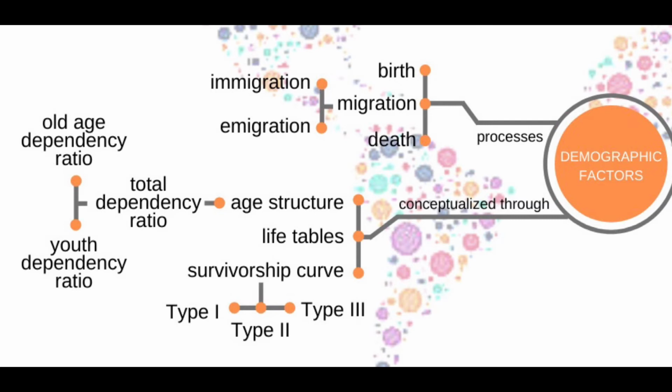Ang type 1 are also known as the K strategies, kung saan ma-observe ang high survivorship sa early to middle age due to prenatal care, pero mataas ang mortality rate pagdating sa old age. An example of species under this survivorship curve is us, the humans.